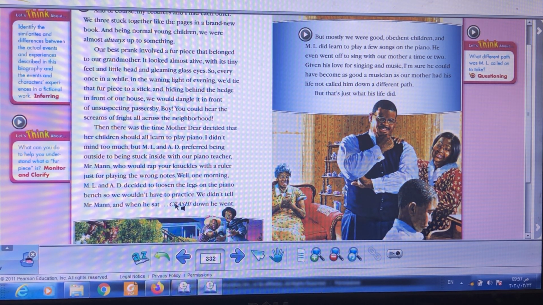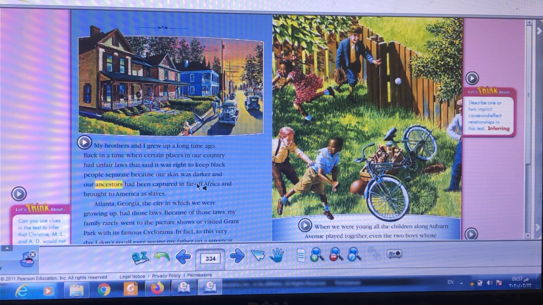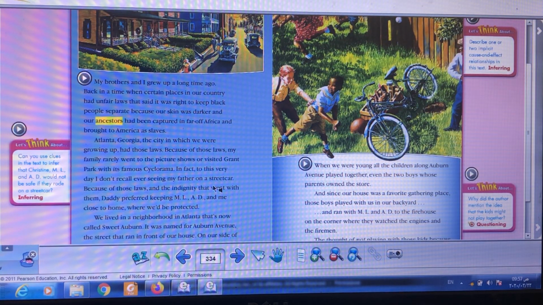I'm trying to find you a cause and effect statement, which is easy for everybody here to understand and to recall with me. Yes, look at this part here, guys, and try to find the cause and effect statements. Focus from here. Because of those laws, my family rarely went to the picture shows. I visited Grant Park with its famous cyclorama. In fact, to this very day, I don't recall ever seeing my father on a streetcar.